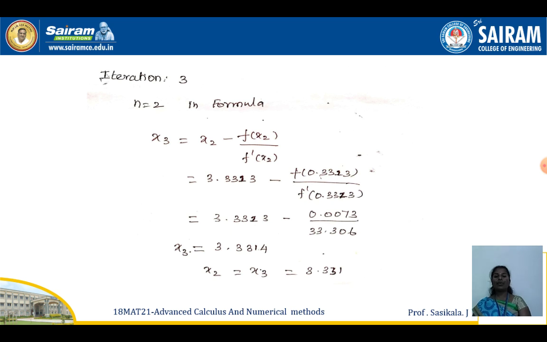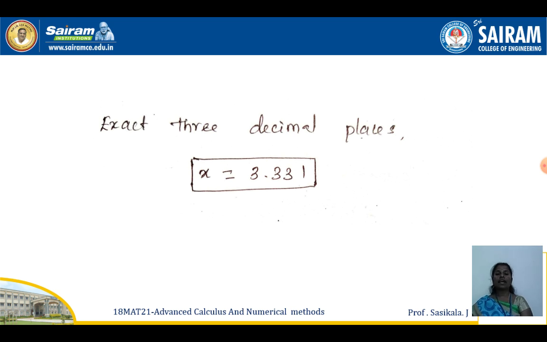3.3314. Now you can compare your second and third iteration. Exactly 3 decimals are getting matched. It is nothing but 3.331. So you have an exact 3 decimal match, and you can conclude the result of the given question. It is exact to 3 decimal places, that is x is equal to 3.331. So that's all for your solutions for the Newton-Raphson method.